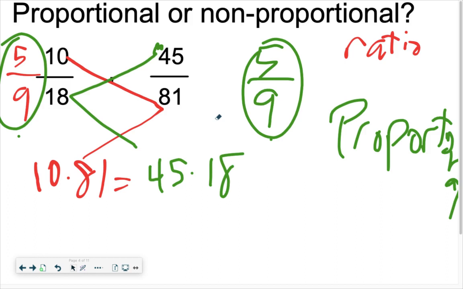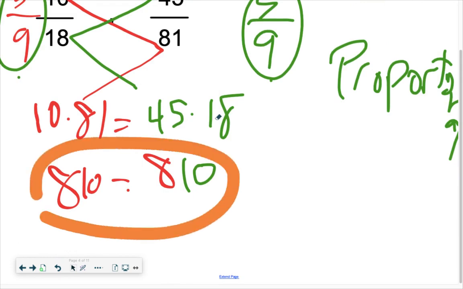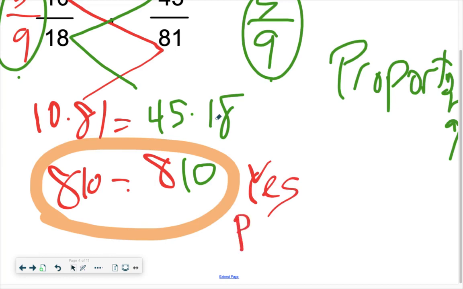And then I would recommend with a calculator, taking 45 times 18. Oh, look at that. That also gives us 810. So down here then, we're going to ask ourselves, did we get the same cross product? Did we get the same number? Does 810 equal 810? Why then, yes. Or in this case, they asked proportional, non-proportional, so I should answer it, yes, it's proportional.